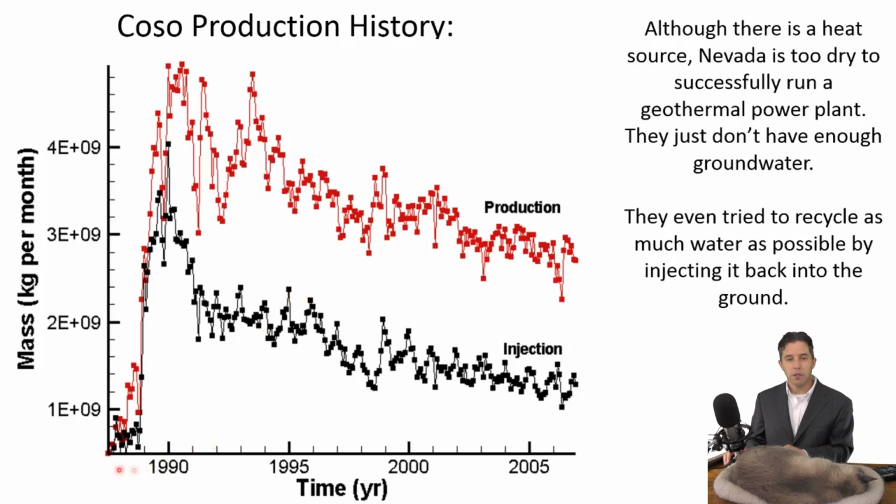So this is time. This is where they started. This y-axis is kind of confusing. Just imagine how much water is coming out of the ground. That's the red. And how much water they're putting back into the ground. That's the black. So they start out getting a lot of hot water out of the ground, generating a lot of electricity, but as time goes on, they get less and less hot water out of the ground, and therefore their power output goes down and down as well. So they're still generating a little electricity with it, but it's not nearly as much as they thought they were going to get. Unfortunately, it's just too dry.